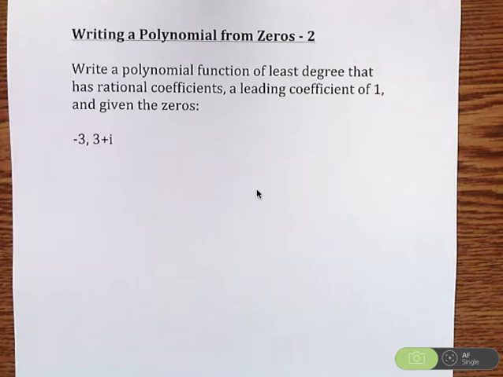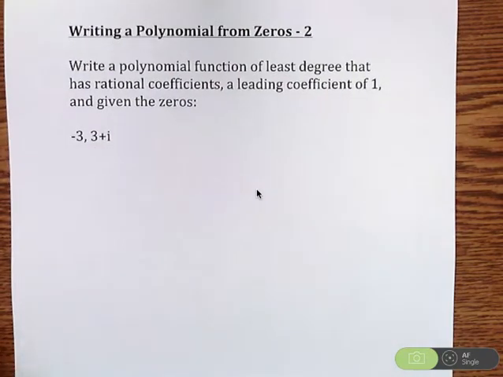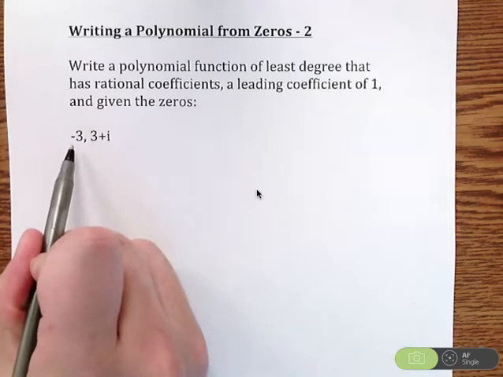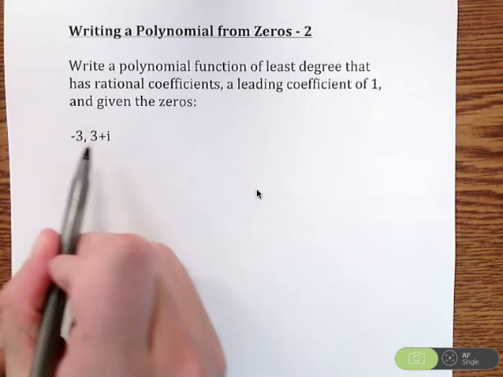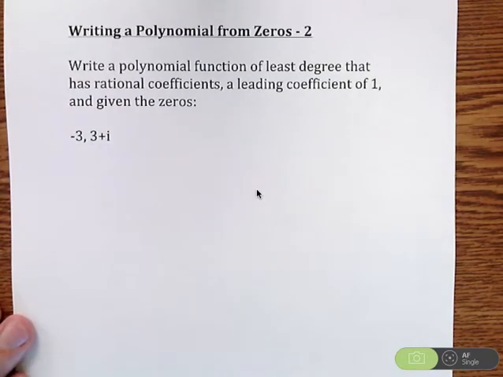Alright, in this video, it's my second one on writing a polynomial from zeros. So just another example of writing a polynomial from zeros. You're given zeros and we want to change them to factors and then create the polynomial. Right now we have -3 as one of our zeros and 3 plus i.